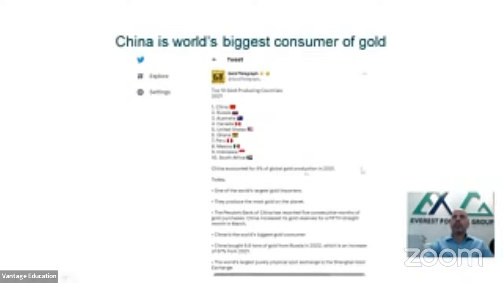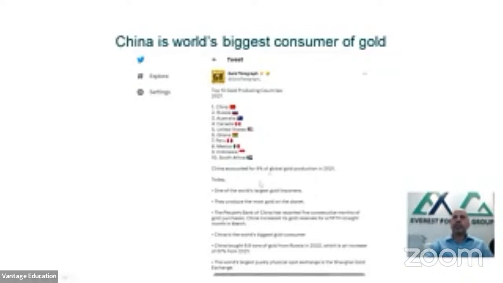Now, just a quick view on who are the big gold producing countries. So we can see China is the number one producer, followed by Russia, Australia, Canada, United States. And China, not only were they the top gold producing country in 2021, they also contributed 9% of total production.